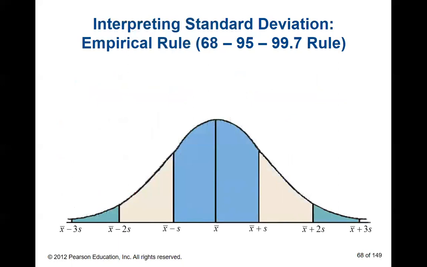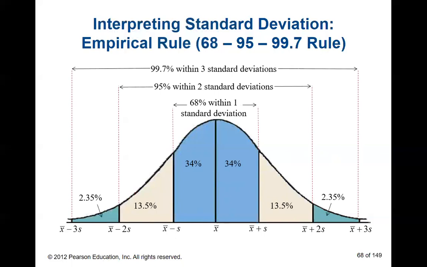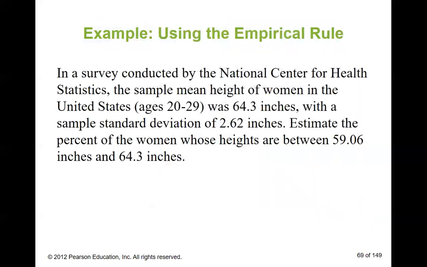As long as it's a symmetric or bell-shaped curve, these percentages should hold, okay? So 68% within 1 standard deviation. When you go out 2, you get 95%. 3 standard deviations from the mean will give you 99.7% of the data.